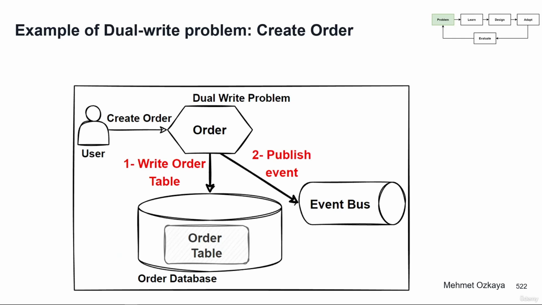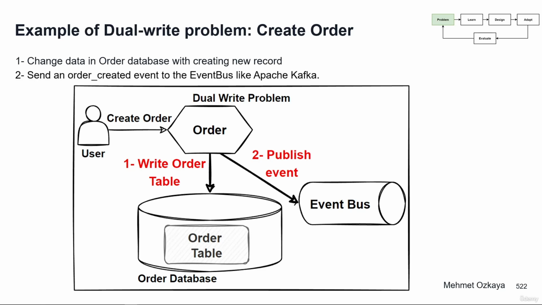Here you can see an example of the dual write problem. In this example, we will illustrate the create order use case in microservices. That means when a create order request comes, we want to change data in the order database by creating a new record and also send an order created event to the event bus like Apache Kafka. Both operations are handled with two different local transactions that cause the dual write problem.